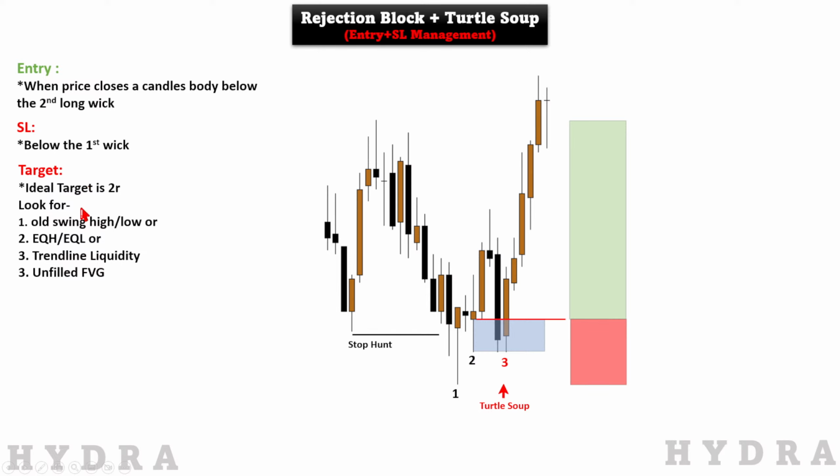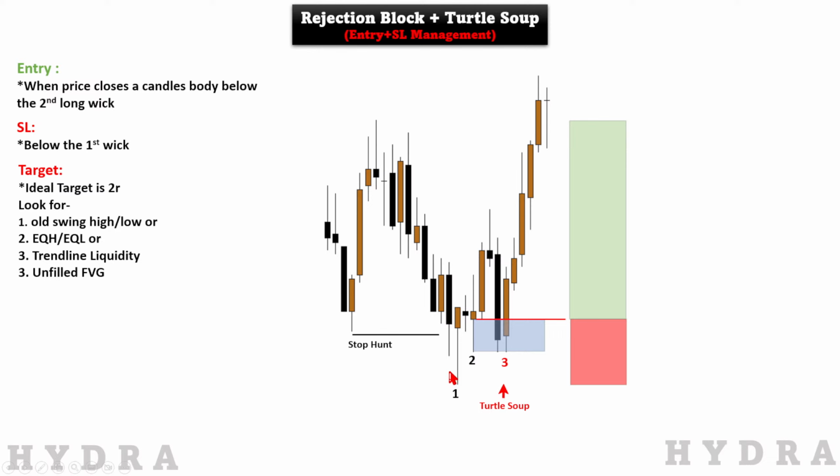Ideal target is 2R. Look for an old swing high or low, or a relative equal high. This is also a relative equal high, right? This swing high is also relatively equal with this wick. Then we will also identify if we have trend line liquidity. We don't here, but usually price does. If we don't have any of these 3 things, we will also target the third one, which is an unfilled fair value gap. So it's very easy to understand.